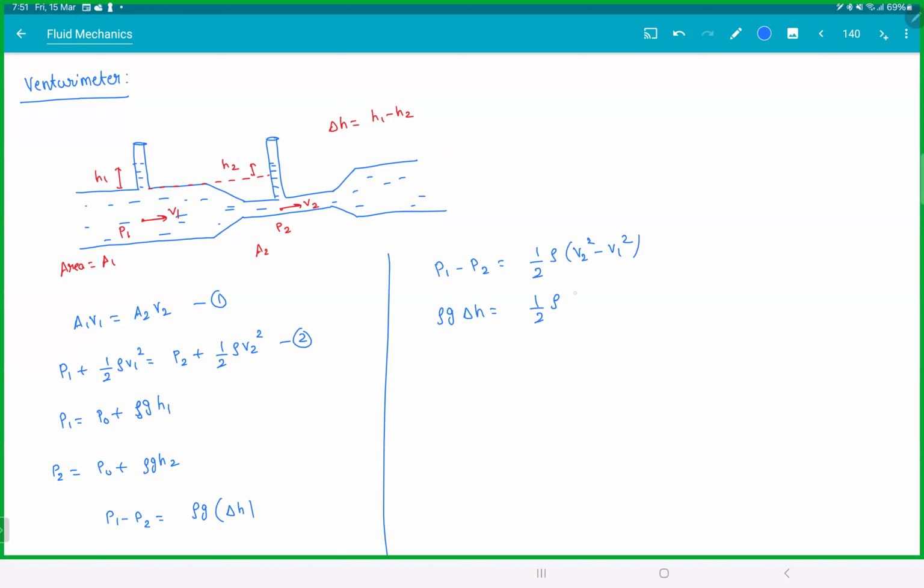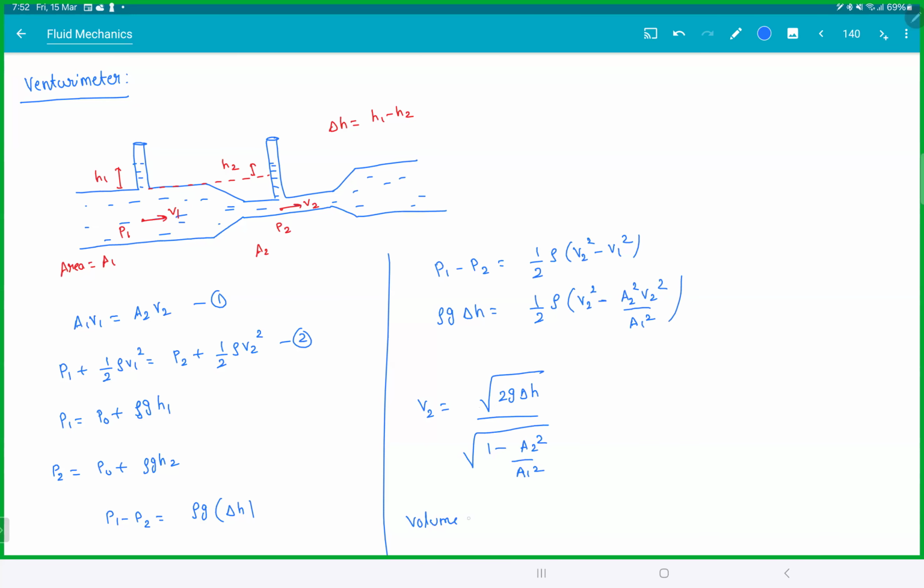You can find, let's say, V2 square minus... A2 square V2 square by A1 square. So we get V1 is equal to root over 2G delta H by, this thing looks like velocity of efflux only, 1 minus A2 square by A1 square. There I got the velocity.